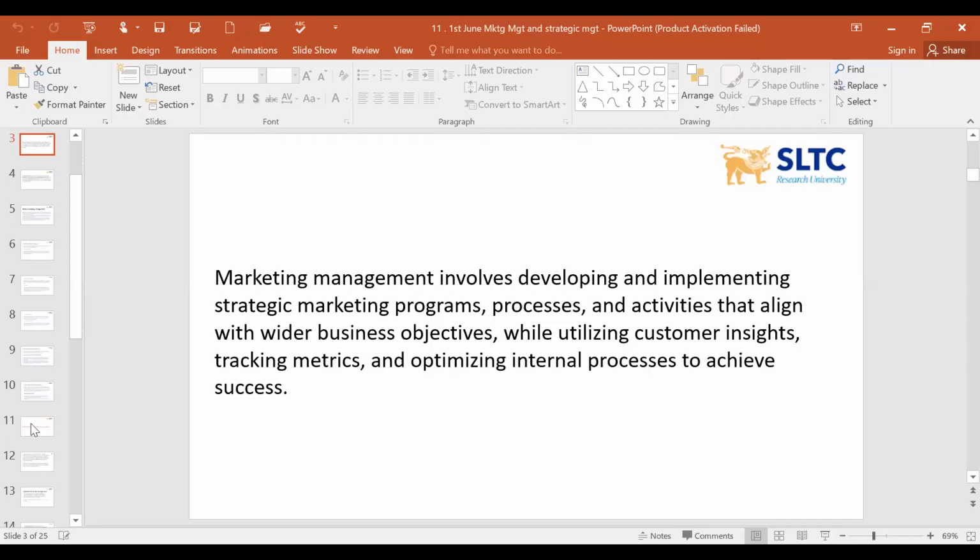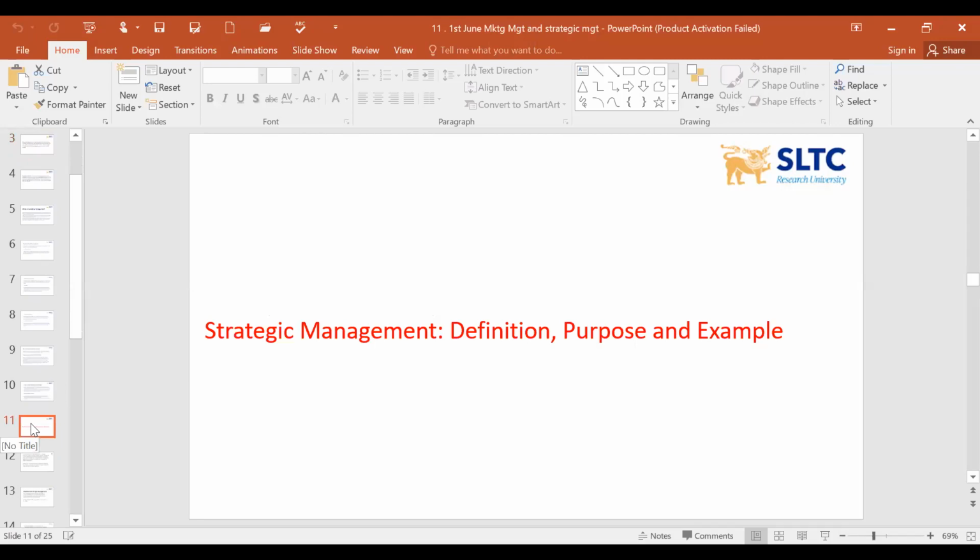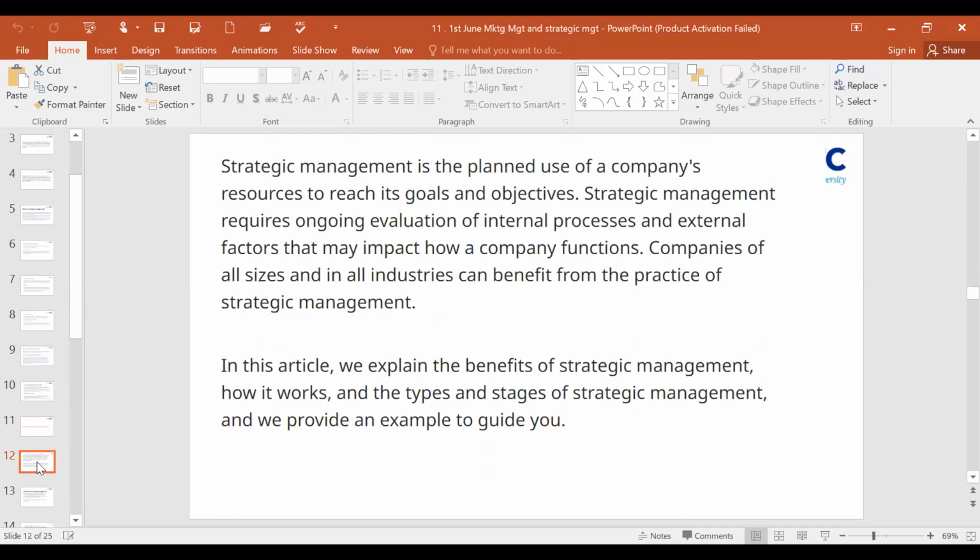Now I'll switch to the most important thing that you should be focusing on, which is strategic management, right? Definition, purpose, and examples. Strategic management is a plan used of a company's resources to reach its goals and objectives. Strategic management requires ongoing evaluations of internal processes and external factors that may impact how a company functions. So companies of all sizes and in all industries can benefit from the practice of strategic management.